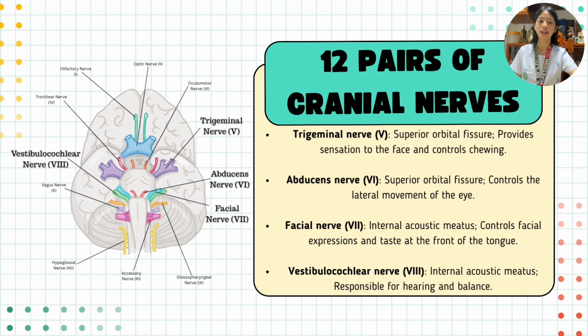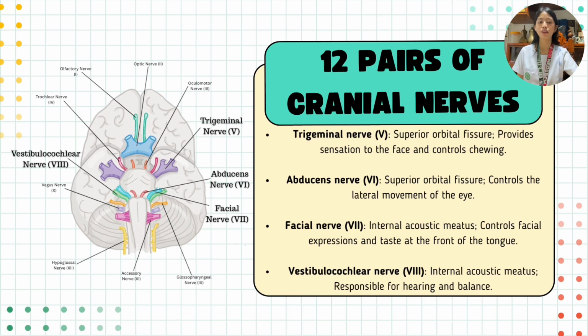Fifth, we have the trigeminal nerve. It is also located in the superior orbital fissure and provides sensation to the face and controls chewing. Sixth, we have the abducens nerve. It is located in the superior orbital fissure and controls the lateral movement of the eye.